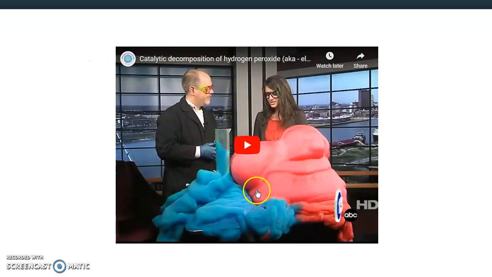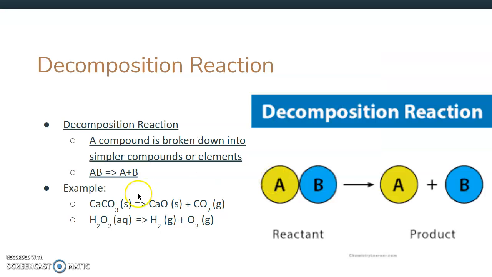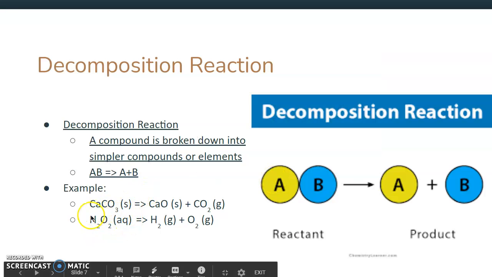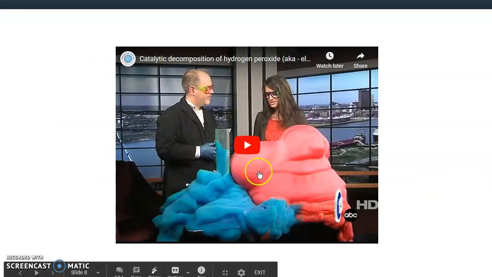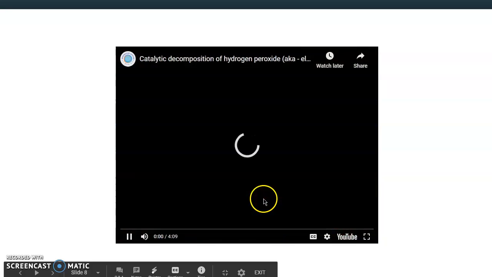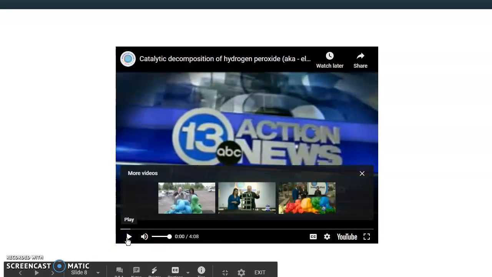By putting soap in with this decomposition reaction, we have soap in an aqueous solution, and as it reacts, it creates a lot of gas bubbles which are trapped by the soap. So, just an interesting way the chemistry works.